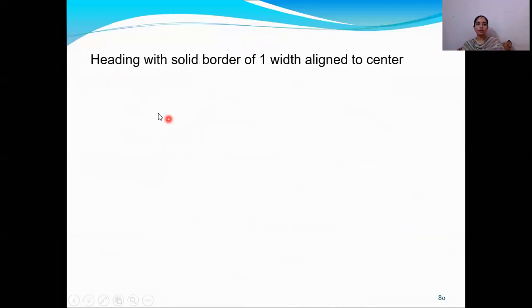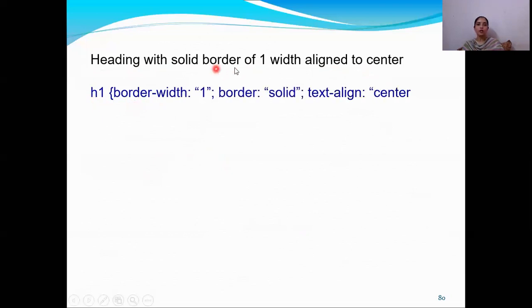As an example to understand, suppose I wanted to have a heading with a solid border of 1 width aligned to the center, then using the style one syntax, it is represented like this. Heading can be from H1 to H6. So I am applying the CSS on the H1 tag. Border width, I wanted it to be 1. So I say border-width to be 1, semicolon.